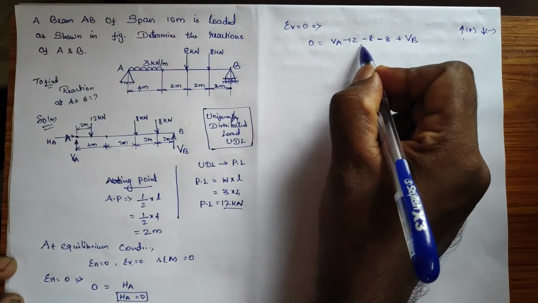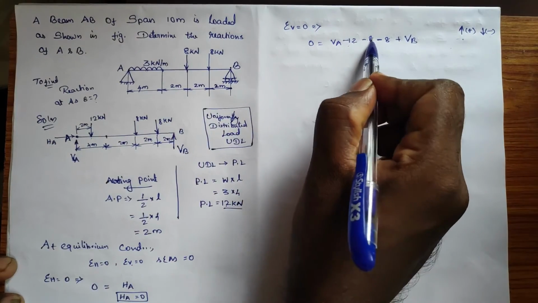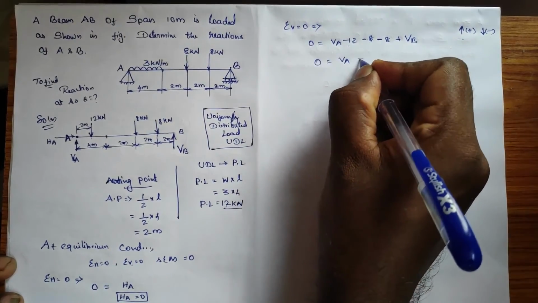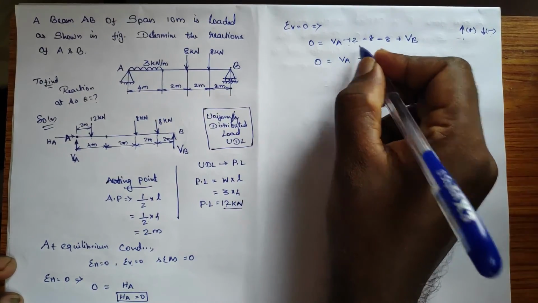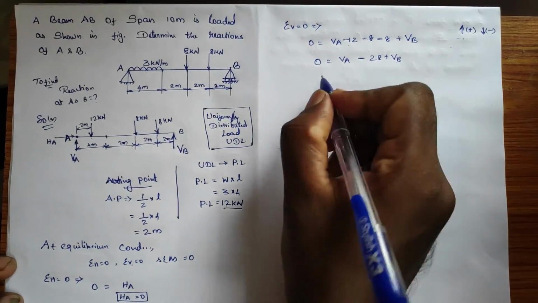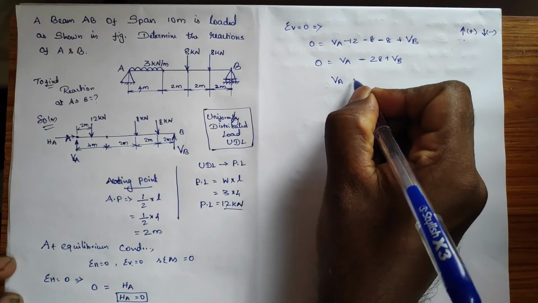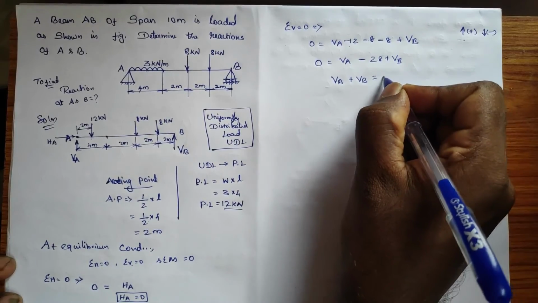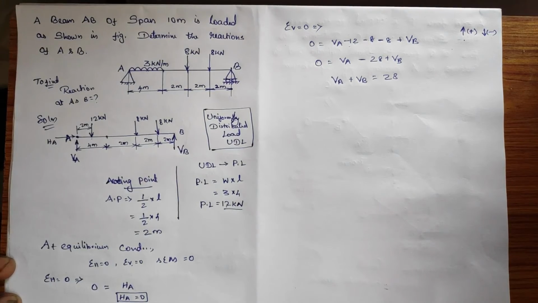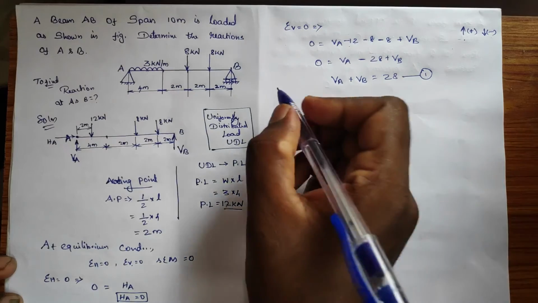So now just add these three: 12 plus 8 plus 8, 12 plus 8 is 20, and 28 we get. So 0 is equal to VA minus 28 plus VB. When you take it to the equation format, I can say VA plus VB is equal to 28. When you are taking to the next side, the negative sign will become positive. I'm going to take this as equation number 1, and go to the next step.